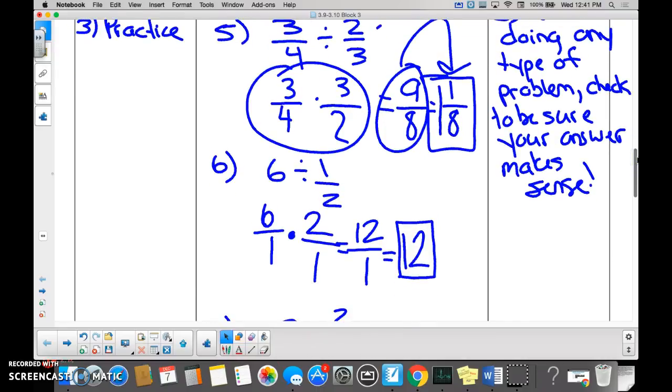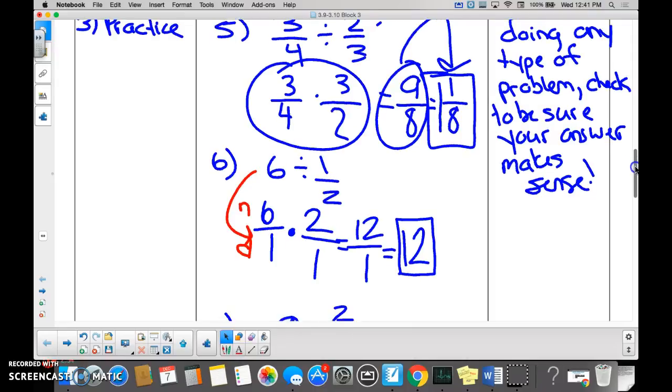Really helpful on a problem like this, 6 divided by 1/2. Instead of viewing 6 as 6, we should view 6 as what? It's a lot easier, Molly, to view 6 as what? 6 over 1, right? Still the same thing, though. But then you at least have a numerator and a denominator instead of just a numerator. Okay? Okay, so we're going to skip on down.